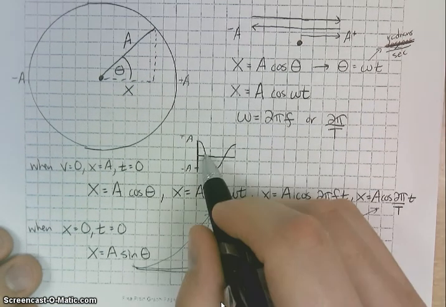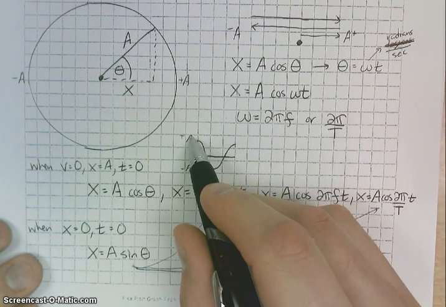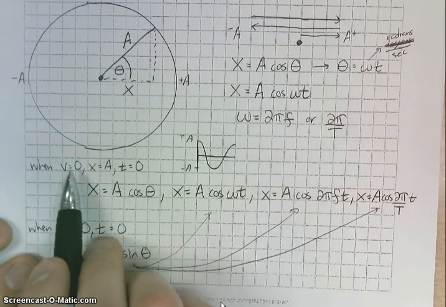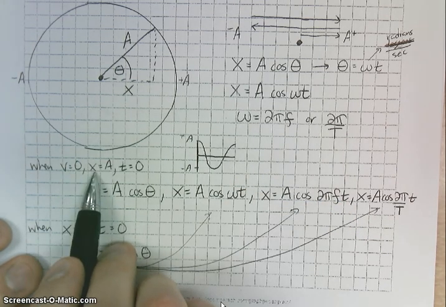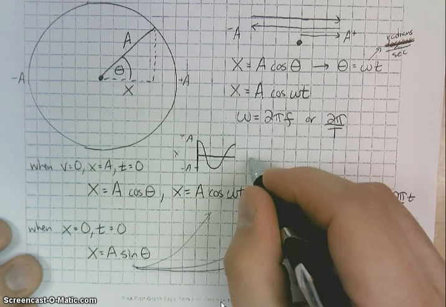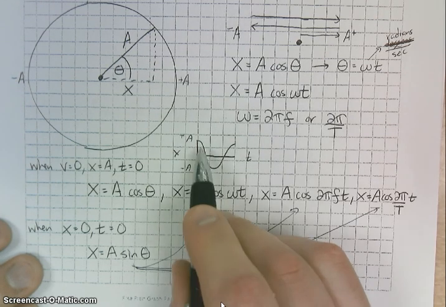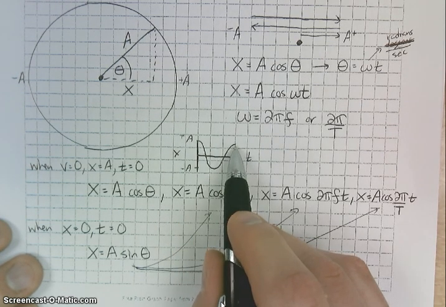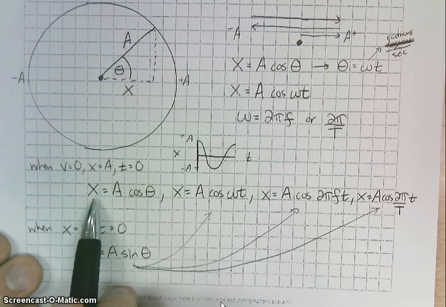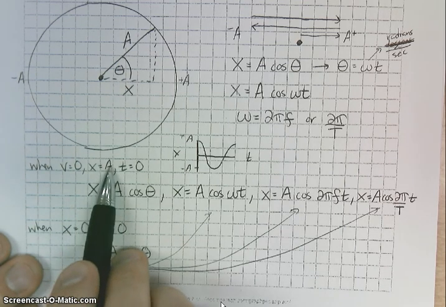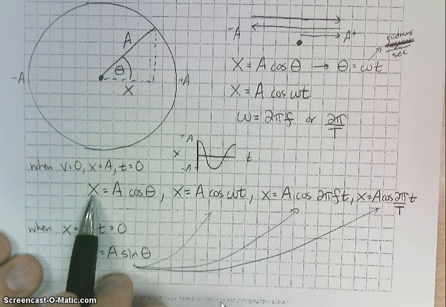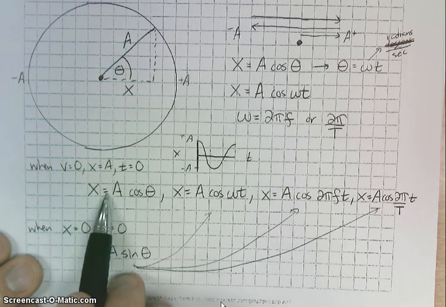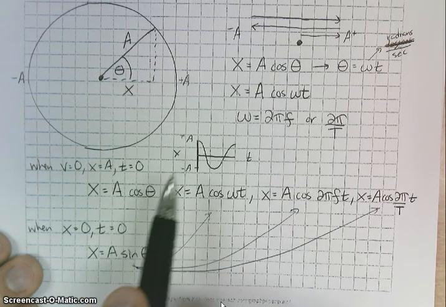If I draw a little graph here from A to negative A, if I start at position A, this is a position versus time graph. Then we start at this spot, and this resembles a cosine wave. Therefore, in this particular equation, when starting at A, we'll have multiple equations for the position of the object. X could be A cosine of theta, which we talked about up there.